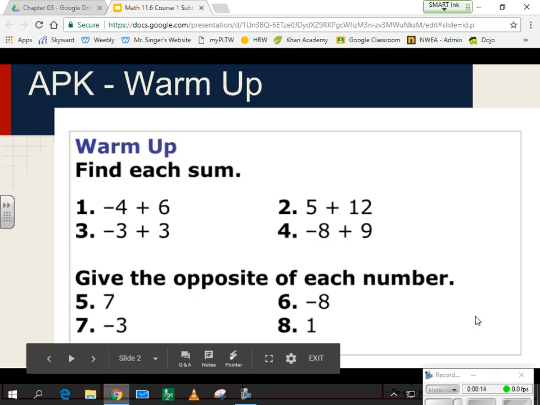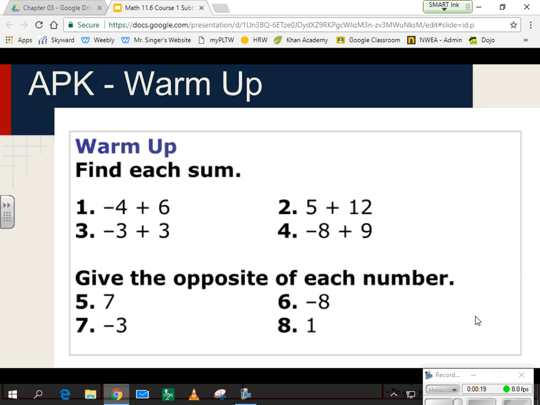All right, your warm-up, 8 problems. Give it your best shot using information we learned about in the last couple lessons. Good luck. And I hope you have the same answers that I did up there.